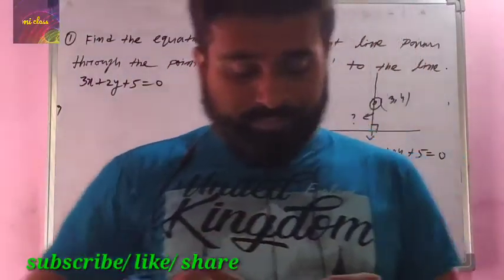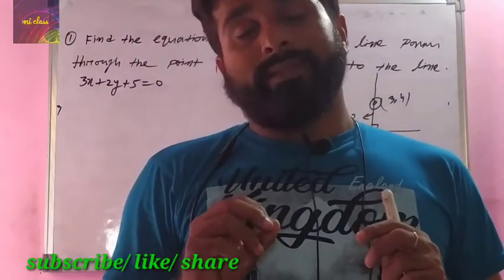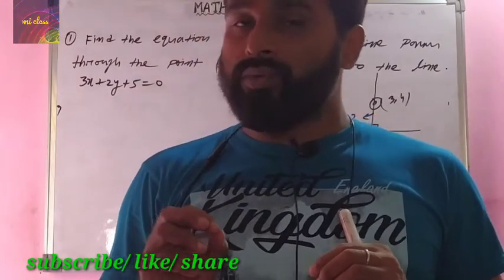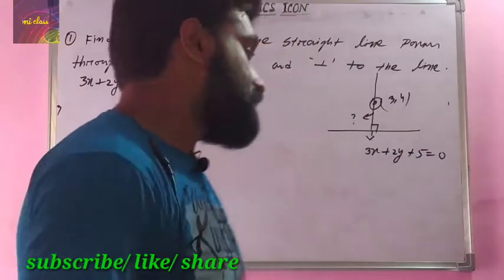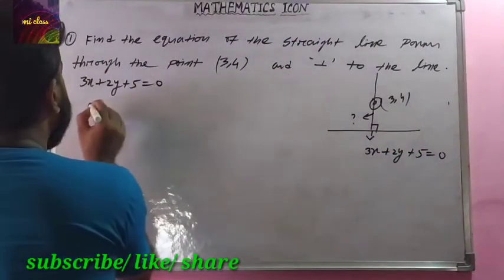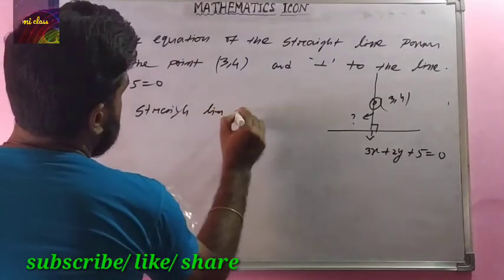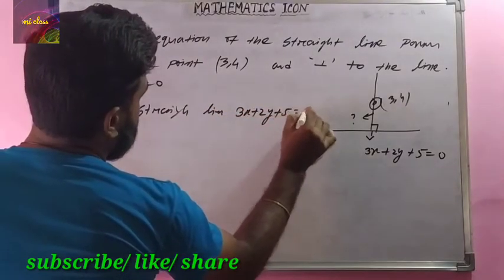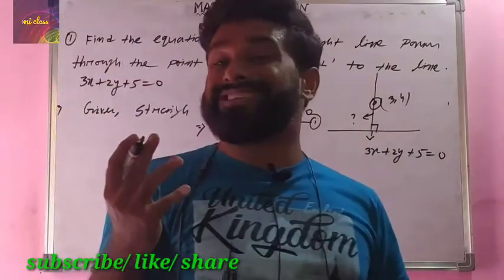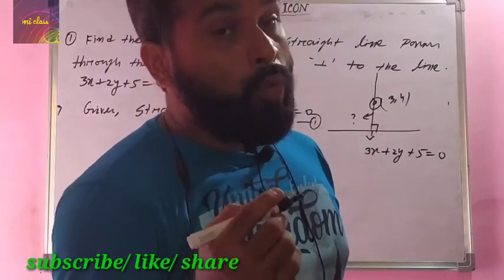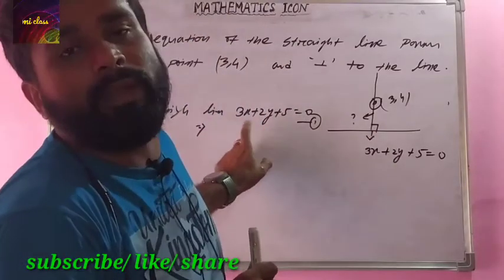Just remember, if two lines are perpendicular, then the product of their slopes is -1, and this concept is very, very important. Everywhere you will see this type of concept being used. Now you can see the given straight line 3x plus 2y plus 5 equals 0, equation number 1. If you rearrange this equation in the slope intercept form, y equals mx plus c, at first you need to know the slope of the given line.